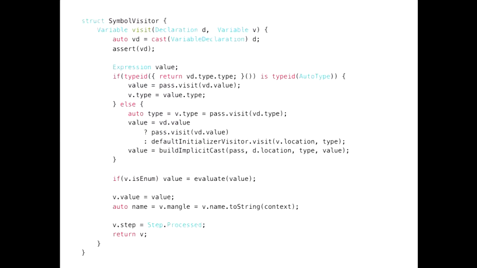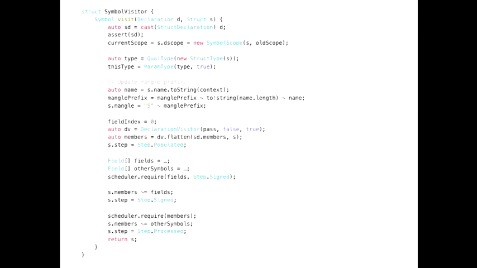Another example, a bit more complicated, because this is just a variable and this is the simplest stuff. So I'll show roughly how a struct is made. It's roughly the same stuff. You create a new scope for the struct. You create the type of the struct. You say this is the type of the struct. You create the mangle prefix, so everything will be mangled properly. You use the declaration visitor to visit all the members of the struct. You require the members of the struct. You say you are processed, done.